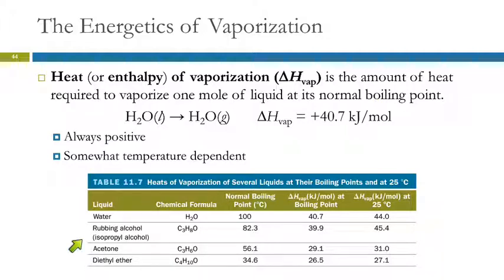So if we look at this table from your book, here's water. Normal boiling point is 100 degrees. So at the boiling point, the heat of vaporization is 40.7 kilojoules per mole. At room temperature, it's 44 kilojoules per mole. So it requires a little more energy, but it's not a huge difference. And then here's information for rubbing alcohol, acetone, and diethyl ether. You do not memorize heats of vaporization. You look them up in a table.